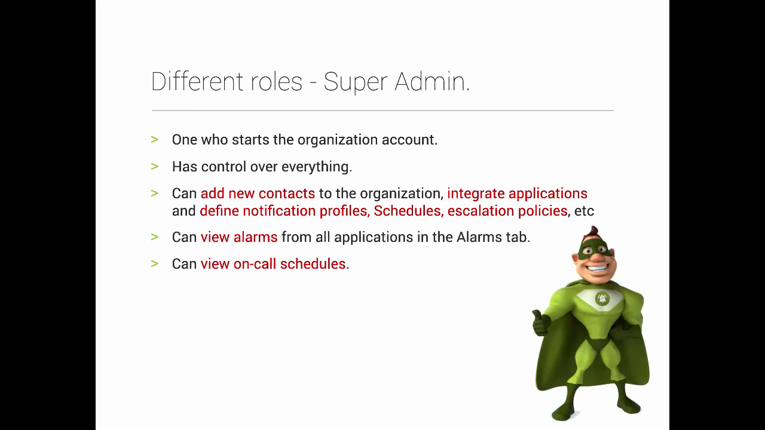Let's see the different privileges of different users. The super admin is the one who starts the organization account and he has control over the entire application. A super admin can add new contacts to the virtual organization and integrate applications with AlarmsOne, and he can also define notification profiles, schedules, and escalation policies. The super admin can view alerts from all the applications in the Alarms tab. He can also view the on-call schedules with all the team members in the view.